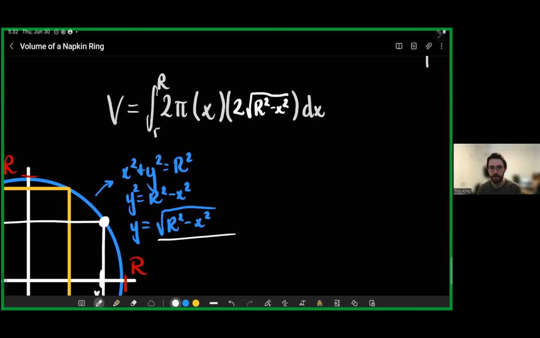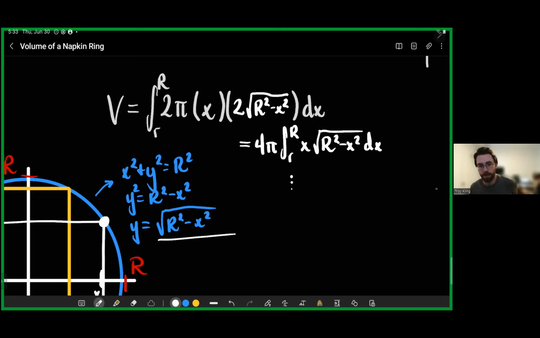Okay, so that's how you set up your integral. Of course, you can simplify some things, right? You can pull out the 2, you can pull out the 2 pi, write this as, I guess, 4 pi, still integrating from little r to big R, and just x times this square root. Now I'll let you guys do the calculus, right? Eventually you can determine an answer here. There are some tricks we know that we can apply, and it's not too bad.